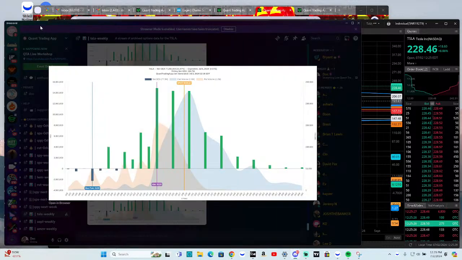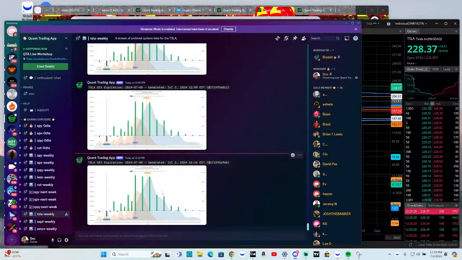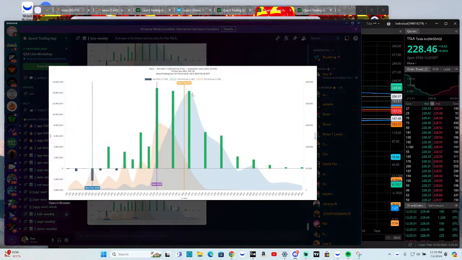Now, where did I come up with that, right? I feel that this call volume spike is going to act as a little bit of resistance, and then we still have this absolute GEX as a magnet coming down.